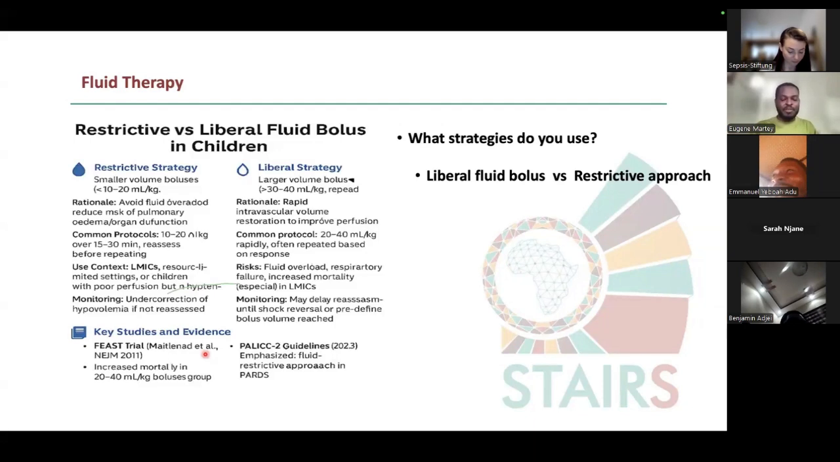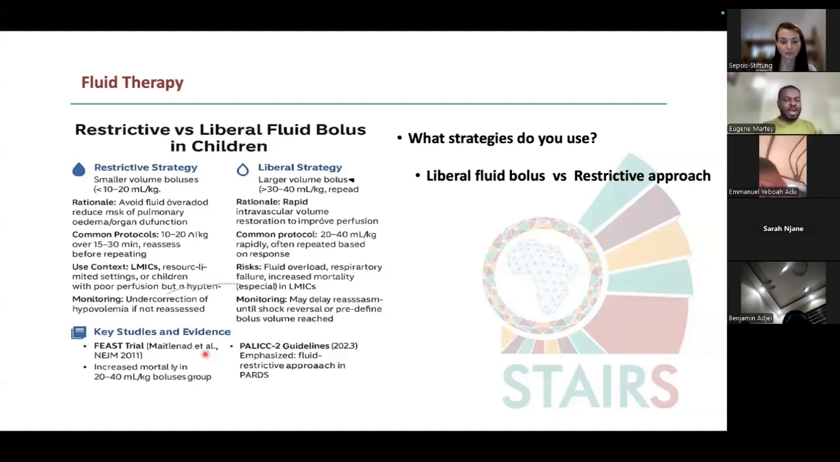Okay, as opposed to the previous teaching, which goes with 20 mils per kg of fluid infused rapidly over about 5 to 10 minutes. Now, if you are in a low middle income country or in a resource limited setting, you would want to stick with the restrictive approach.